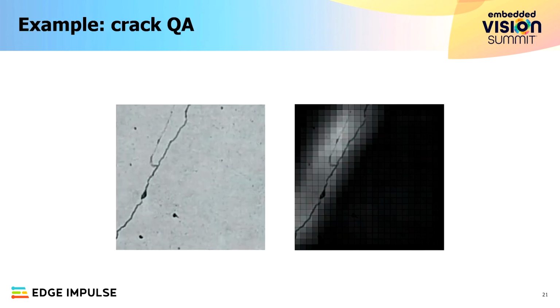Another example, here's quality assurance on cracks, like the example that I showed before. We throw this through, and this is a small cutout of a much larger image, and it immediately lights up the stuff where there's not normal data. There's a crack in that, so we immediately see that.